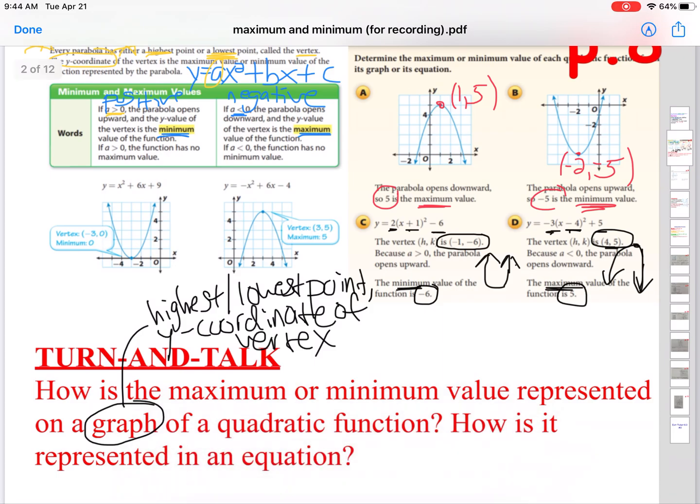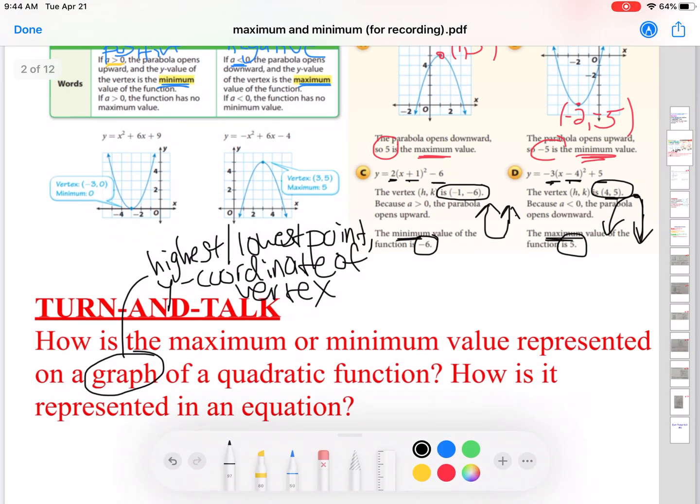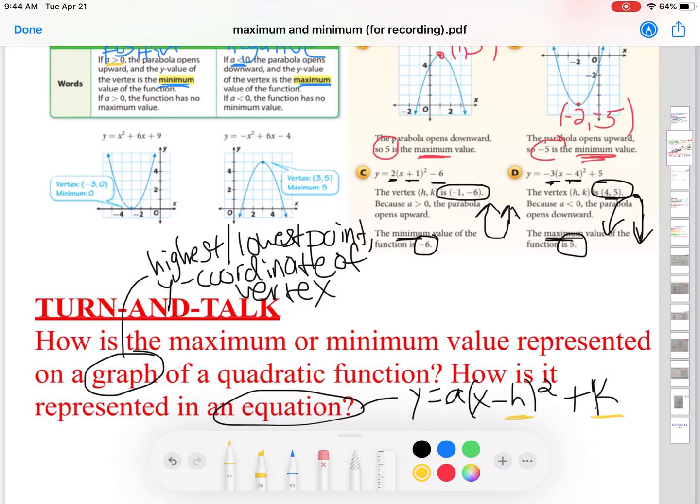Looking at an equation, if we remember from our last two lessons, we were talking about our vertex form. As a reminder, vertex form is y equals a(x minus h) squared plus k. And we know here that our h and our k represent the vertex. And we know that the maximum or minimum is the y value. So this number on the end here is always going to represent our maximum or our minimum.